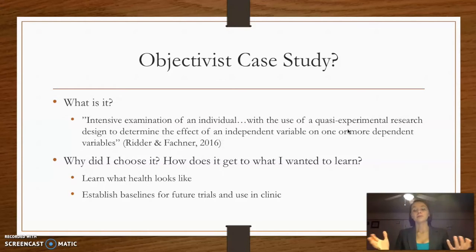I put me in a room and took data while I was playing marimba to see how my musical training has affected my biometric readings, basically. I chose it because I wanted to learn what health looks like. I've been playing the marimba for about 10 years, and I have pretty decent technique, and I wanted to establish baselines for future research trials, but also use in some music therapy clinical settings.